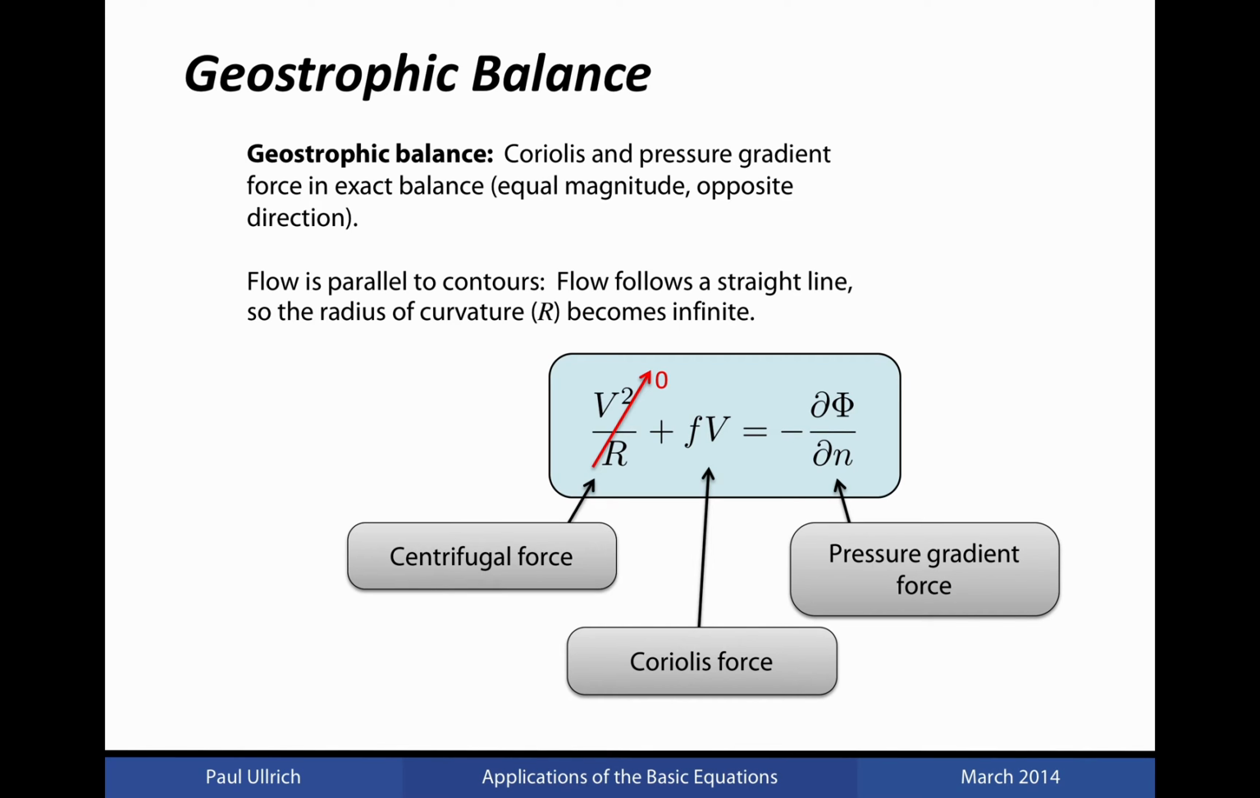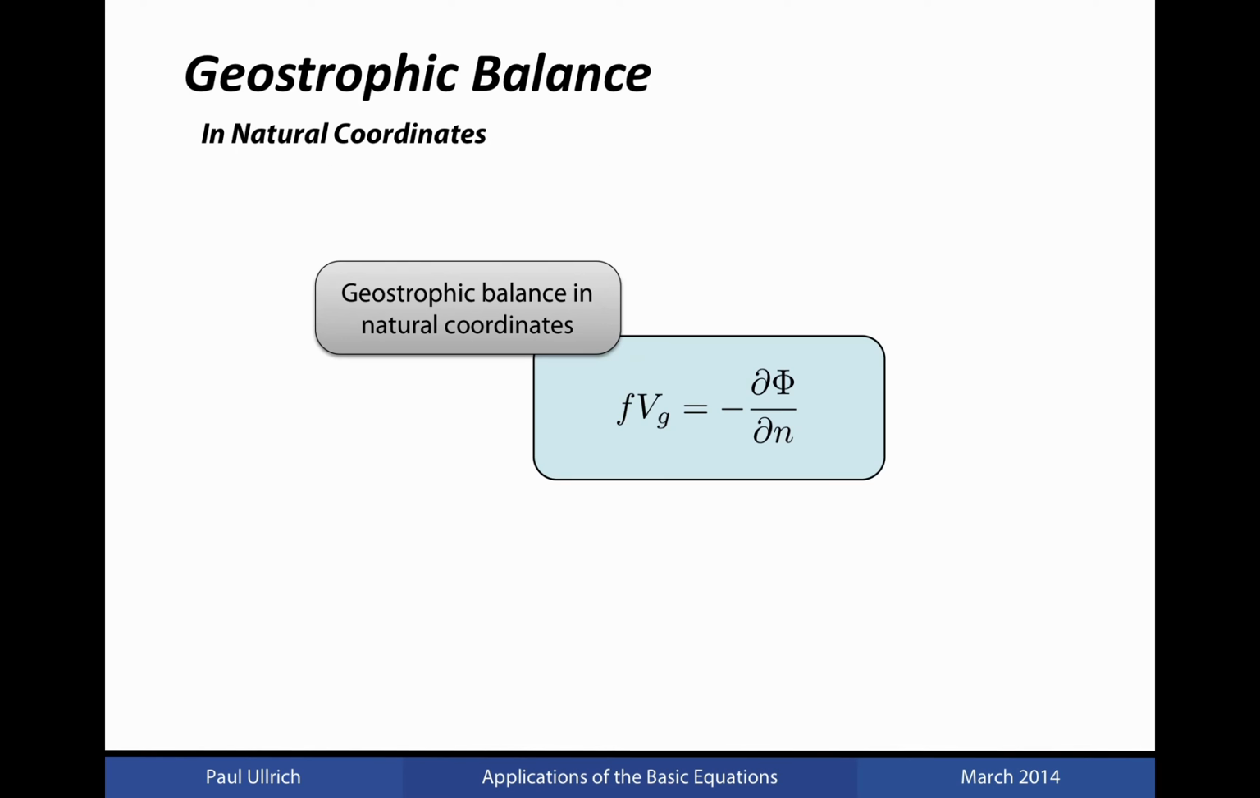This balance arises in the case of zero curvature, where the radius of curvature of the flow becomes infinite and corresponds to straight line motion. Consequently, the centrifugal force term drops out from the three-term balance relationship that we derived, and so we simply arrive at a balance between Coriolis force and pressure gradient force. In natural coordinates, then, we can write this balance as f v_g, where the subscript g denotes geostrophic balance, is equal to negative ∂φ/∂n, or the derivative of the geopotential height field in the normal direction.